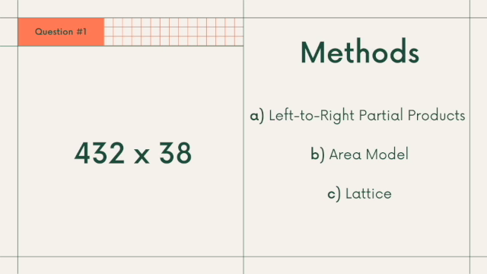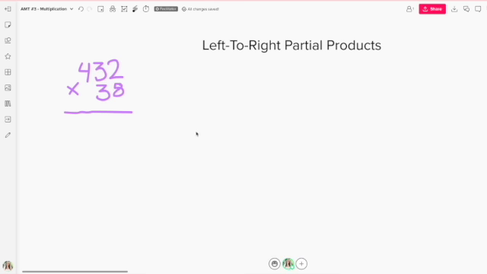To begin, we are going to be looking at this problem, 432 times 38, through 3 different methods. So to start off, we are going to solve this problem using the left to right partial products method. On my virtual whiteboard, I have written down the factors, so it's going to be 432 times 38. In order to do the partial products method, we are going to be breaking down each of these factors into their parts, based on their place value.